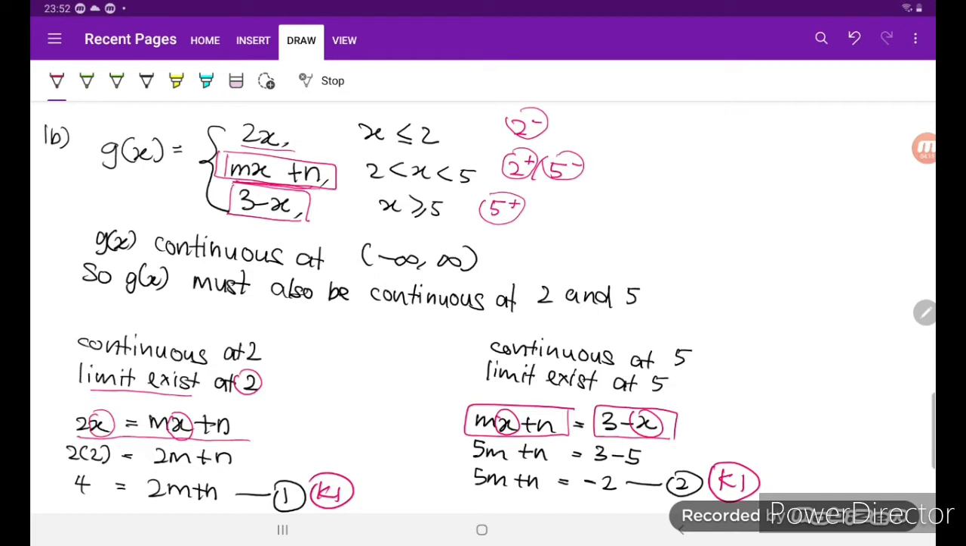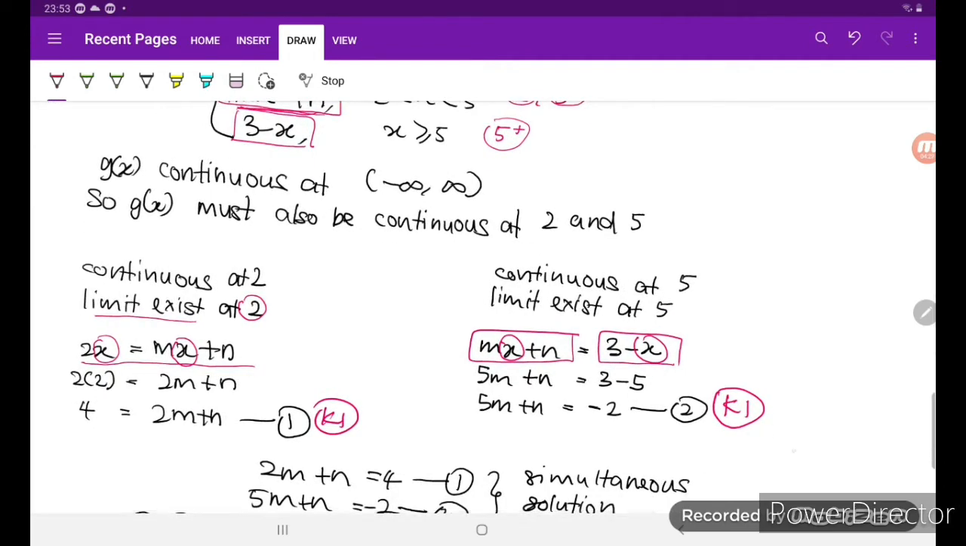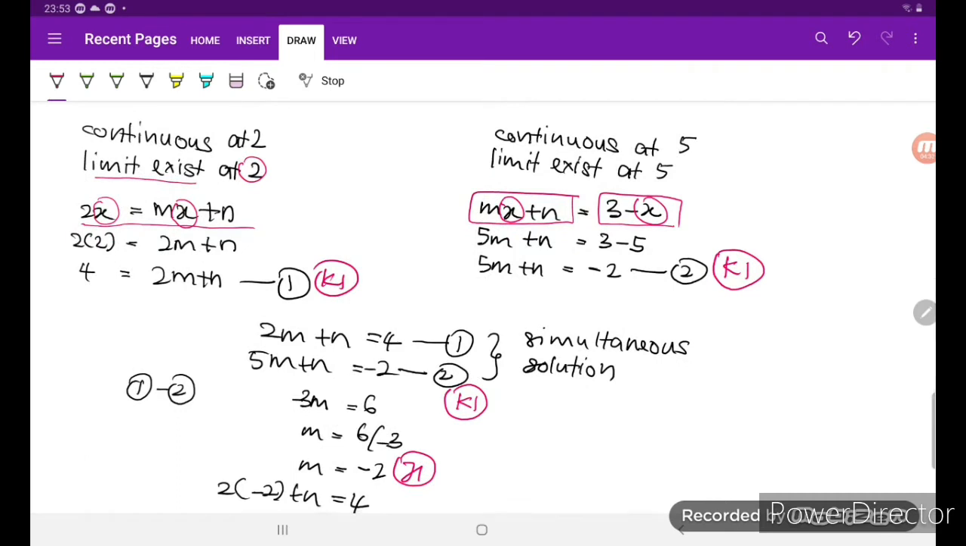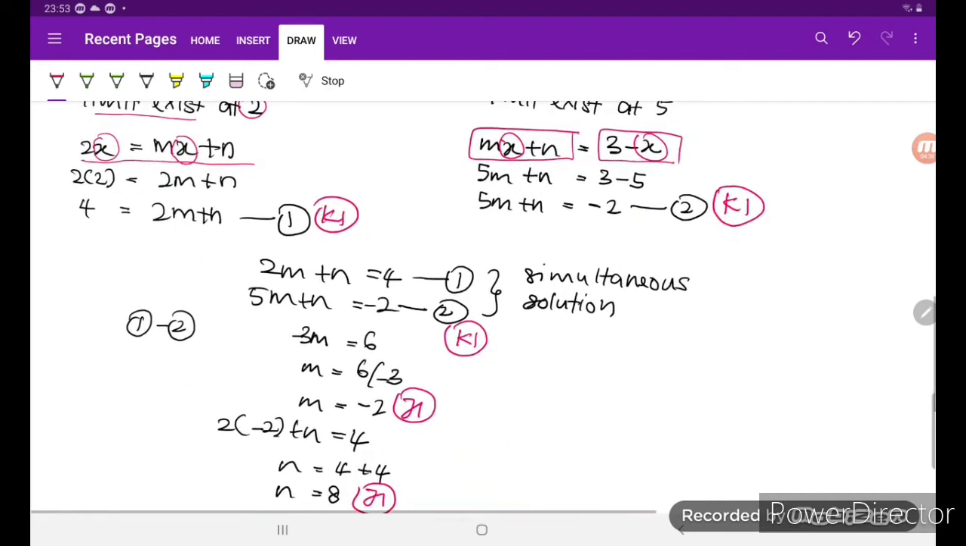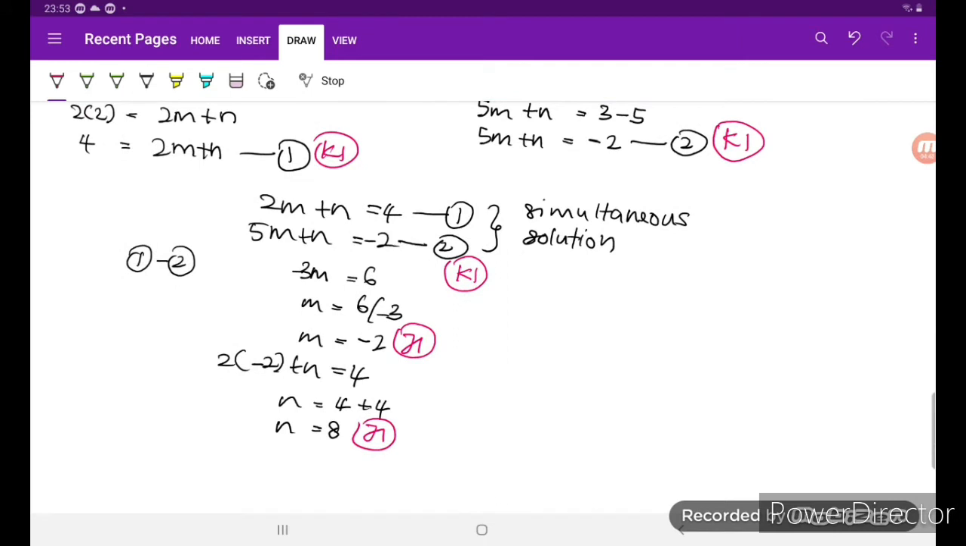So we will get 5m plus n equals 3 minus 5, and we will get our second equation, that is 5m plus n is equal to negative 2. This is our second K1. And then for both functions, we do simultaneous equations. Okay, we will get K1, you get your answer for m, for your first J1, and then your answer for n is another J1.